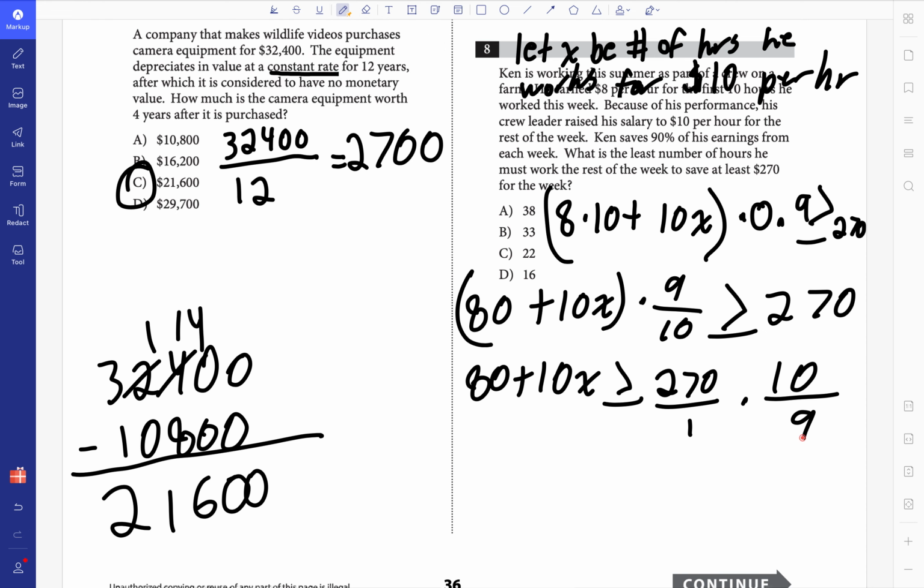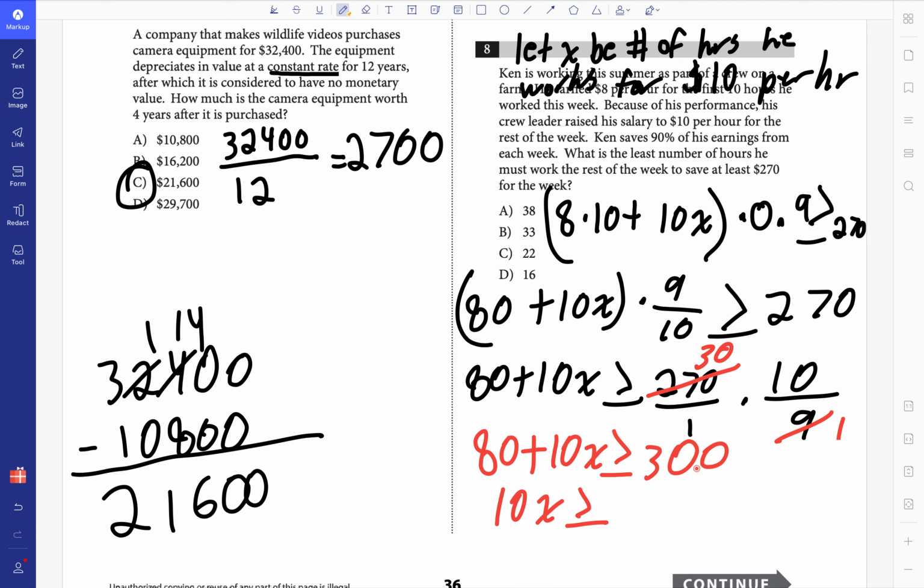Okay, so now let's do this in red. 9 divided by 9 is 1. 270 divided by 9 is 30. Okay, so now 80, okay, I guess we're writing in red now. 80 plus 10x is greater than or equal to 30 times 10, which is 300. 10x is greater than or equal to 300 minus 80, which is 220. x has to be greater than or equal to 22 hours. So he has to work for at least 22 hours, making $10 an hour. Okay. Now, let's move on to the next question.